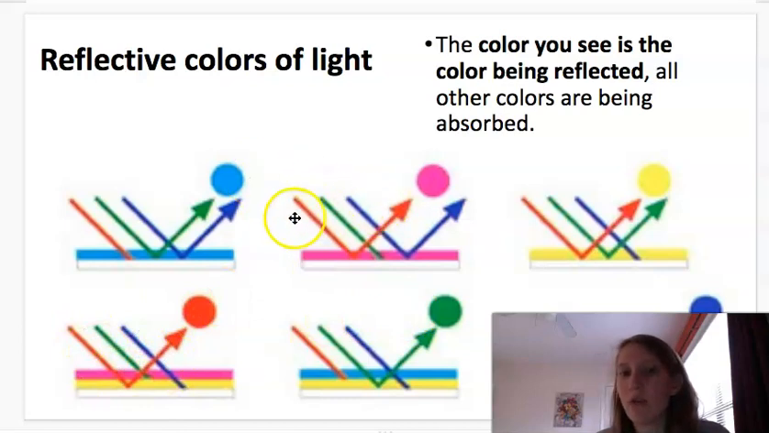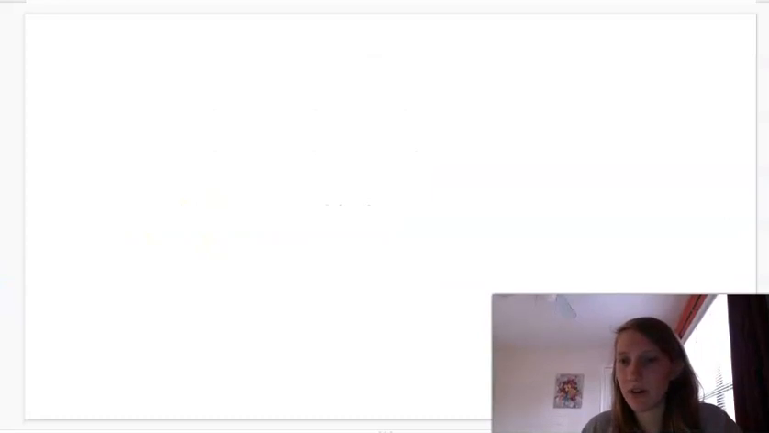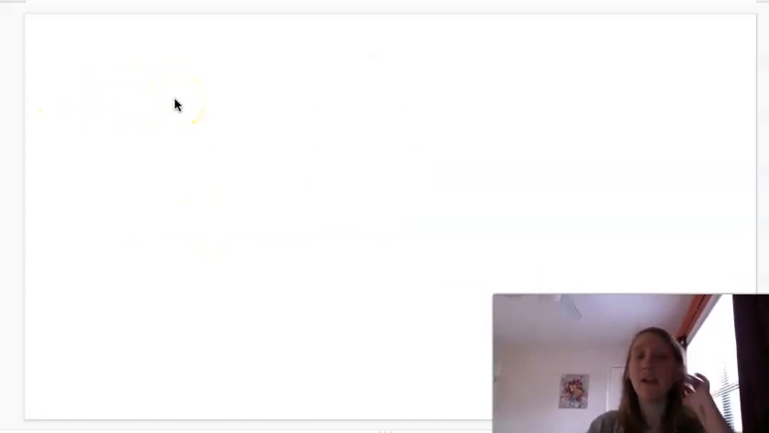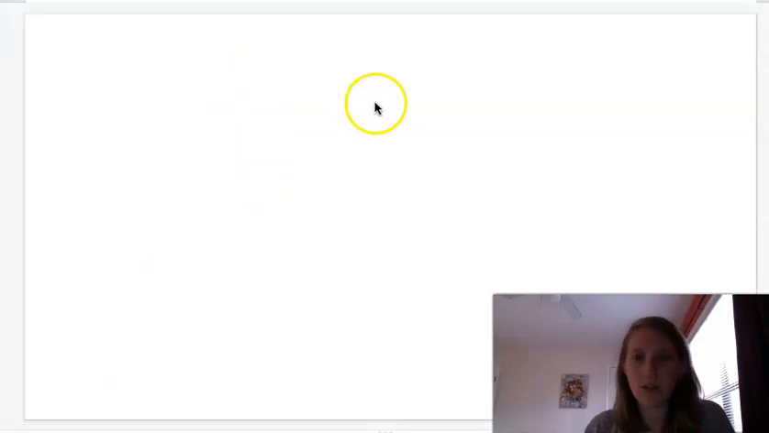Okay, so notice there's only 3 colors, red, green, and blue, that we're talking about here. And then you get all the other ones from mixing them. So this is the type of stuff that you need to know. Now, a red apple in green light. Let's do that one. Let me show you how I do that real quick. Okay, so if it's a red apple, that means it is red in white light. So first off, let me draw something.